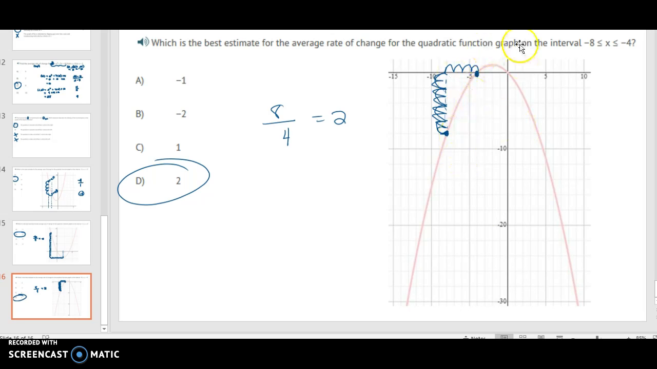It doesn't say that it goes by 2s, but I just figured this must be 0, and this is -10, and there's only 5 lines in between, so it must jump by 2s. That's how I figured it out. So I went up 8 and over 4. 8 divided by 4 is 2.